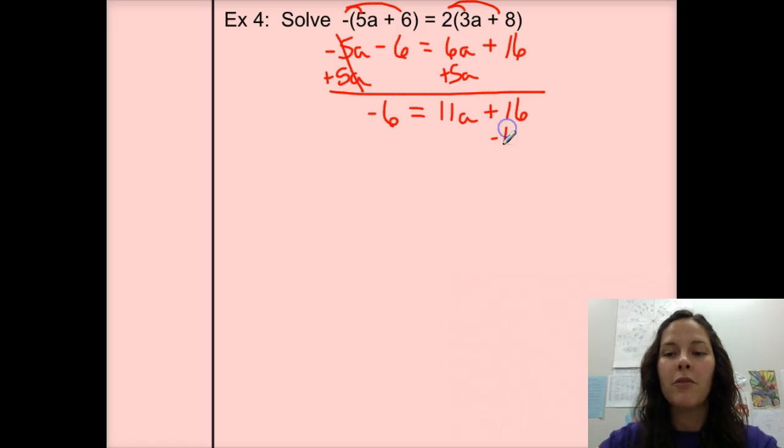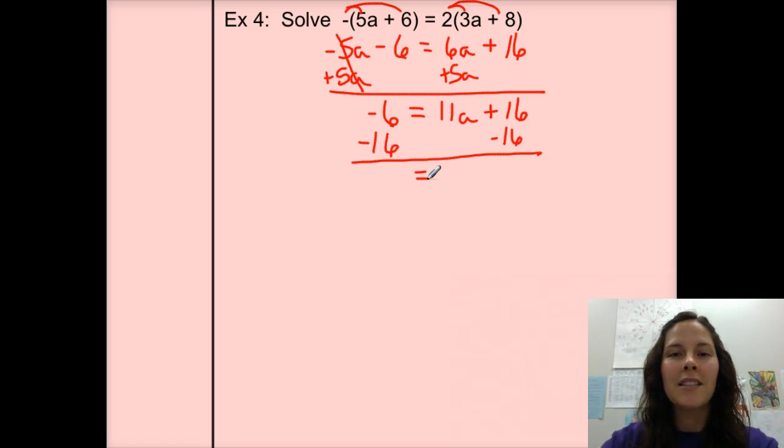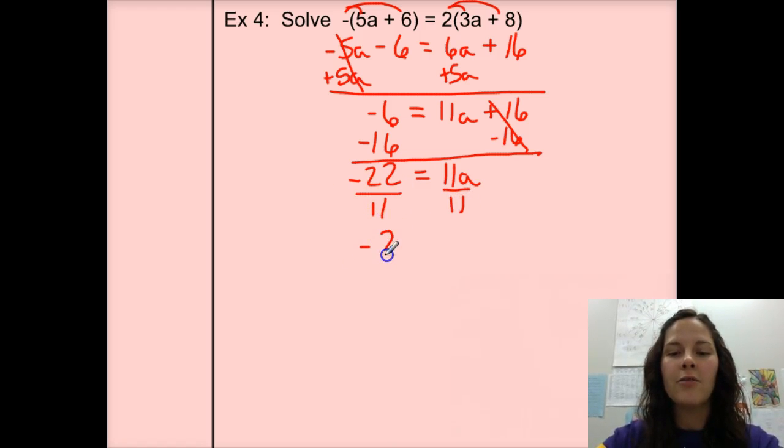Canceling my addition before I cancel the multiplication, I'm going to subtract 16 from both sides. Negative 6 minus 16, they have the same sign, so I'm going to add them and get a total of negative 22, bringing down my 11a and my 16's canceled. Finally dividing to cancel that multiplication, I get negative 2 equals a.